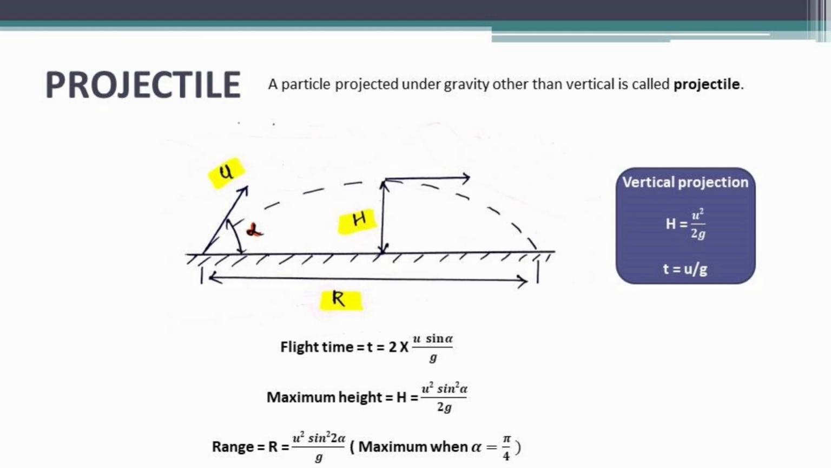And the time taken to reach a height h would be given by u by g. When we compare it with the flight time of a projectile projected at a particular angle, in that case the time taken is 2u sine alpha by g. But in case of vertical projection, it only attains a height h and then returns back. That's why here the time taken or the flight time would be u by g.